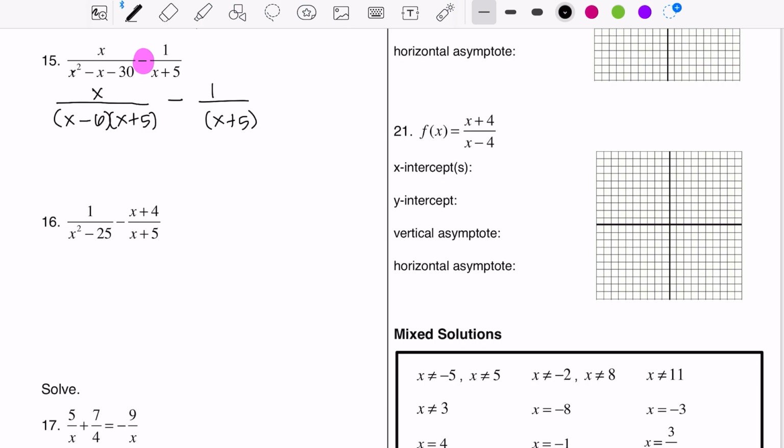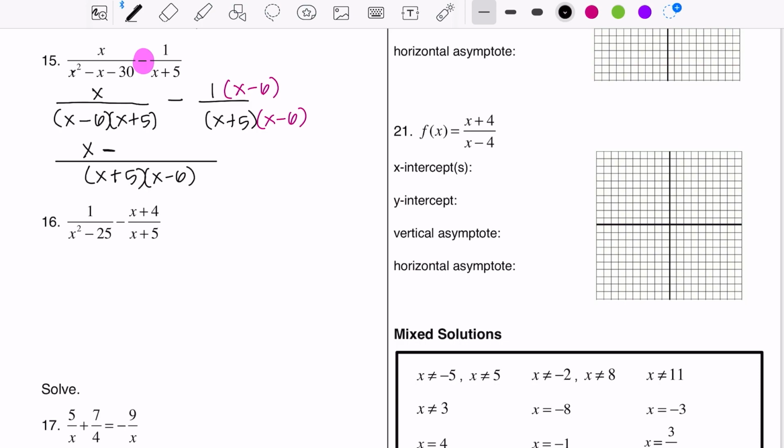Are the denominators identical? No. Get them to be identical. So this one needs an x minus 6, and this one needs an x minus 6. So I have that common denominator. I have to keep it because there's no equal sign. Doesn't matter which order you put that in.